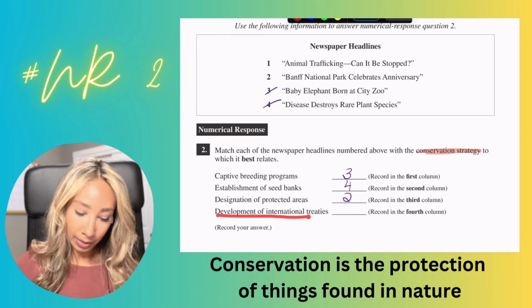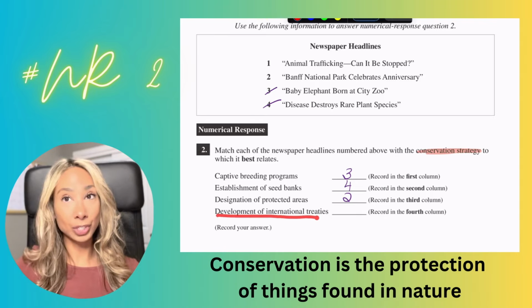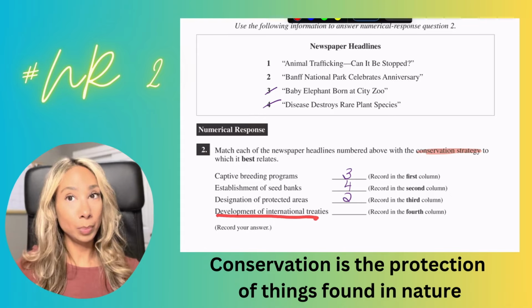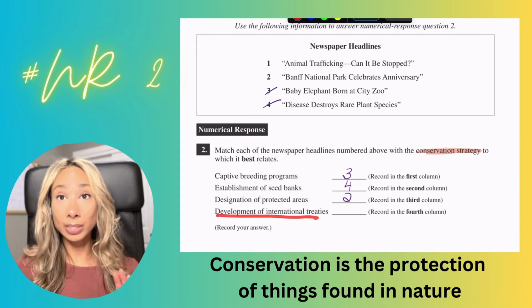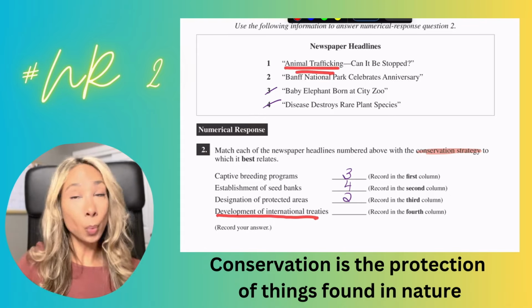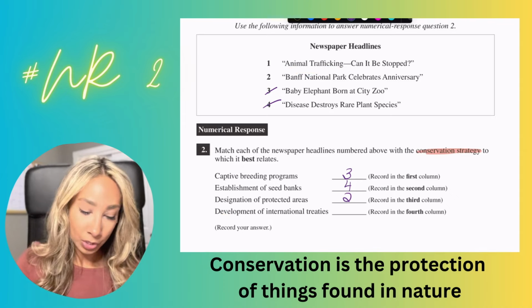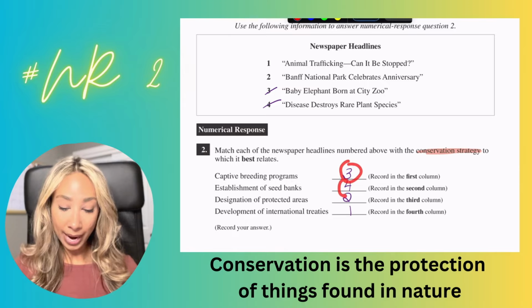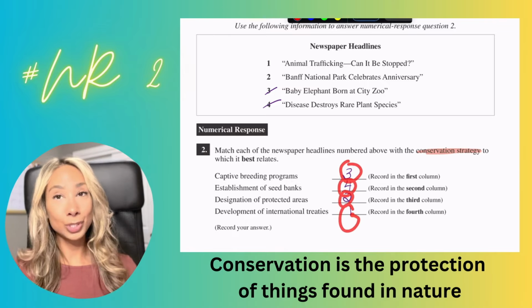And finally, with our last one, development of international treaties. Well, if we can all agree that certain animals need to be protected, and we can agree on that on a global scale, it means animals won't be trafficked or exploited. So in this case, we're going to put number 1 with that matching headline. So our answer is going to be 3, 4, 2, and 1.